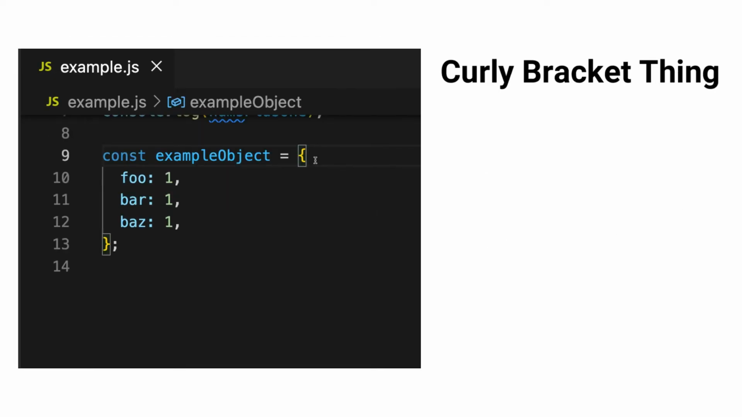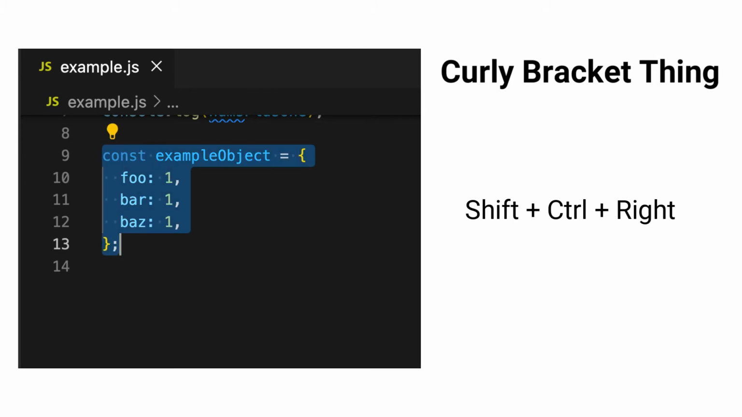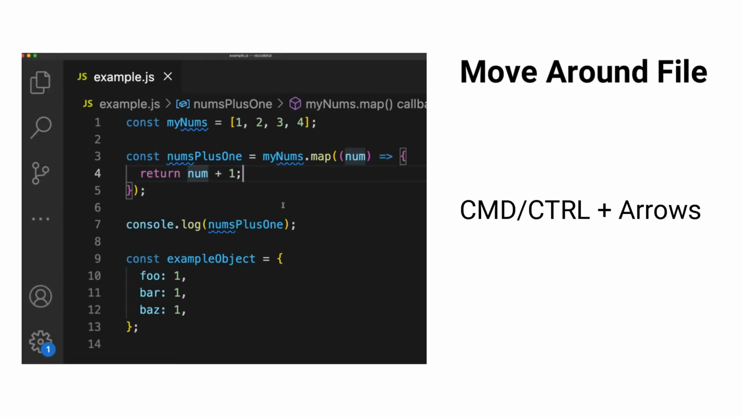If your cursor is positioned right on top of a curly bracket, you can hold Shift Control and click the right key in order to highlight the curly brackets and everything inside of them. If your cursor is positioned somewhere inside of them, you can do the same thing and it will exclude the curly brackets themselves. While holding Command or Control on Windows, you can use the right or left arrow keys in order to move to the beginning or the end of a line.